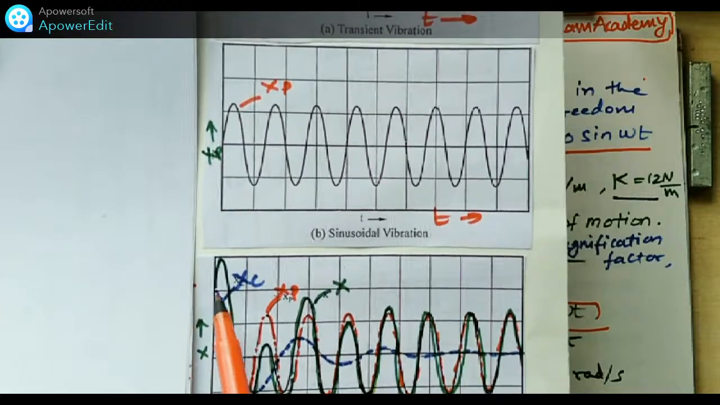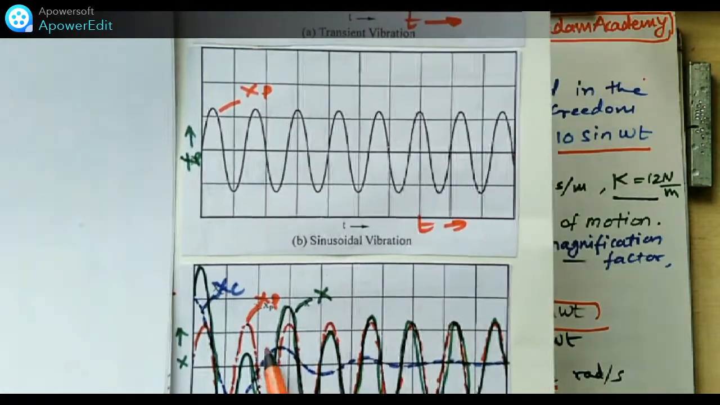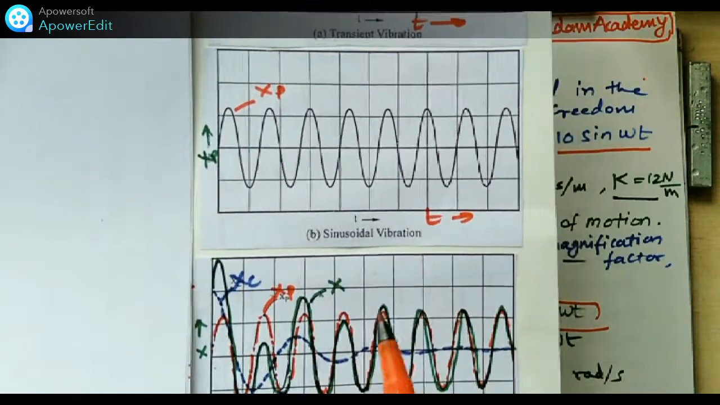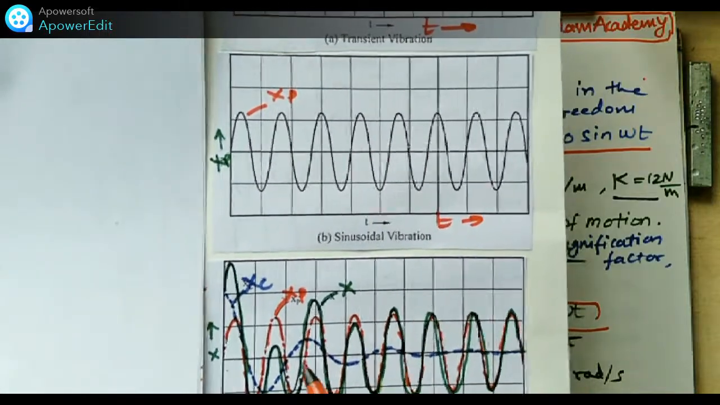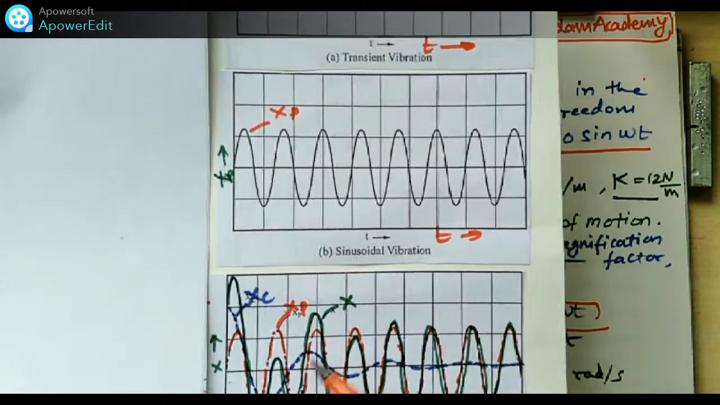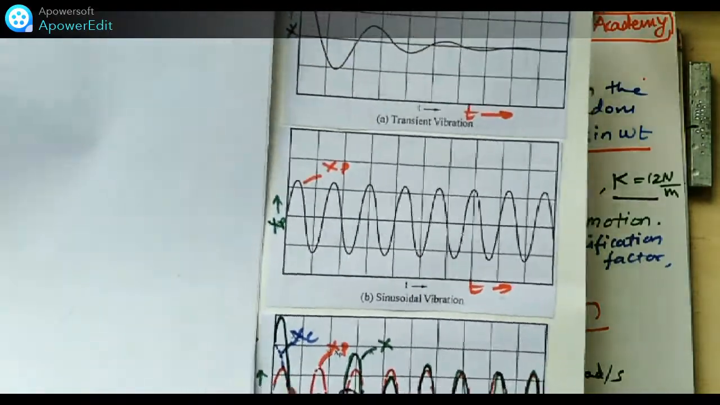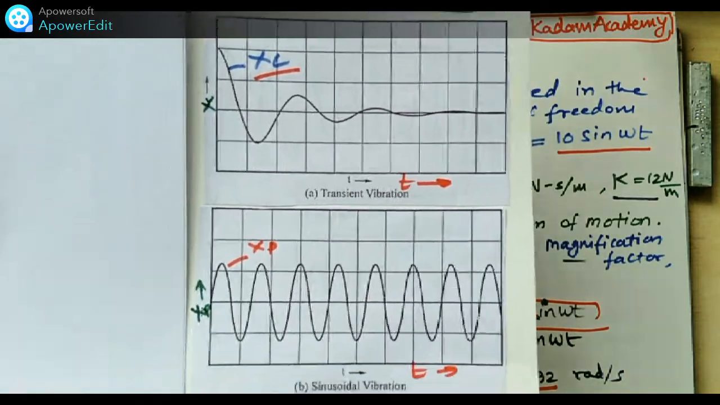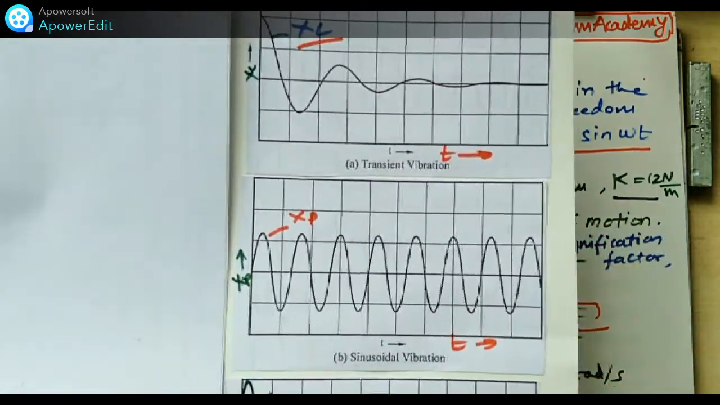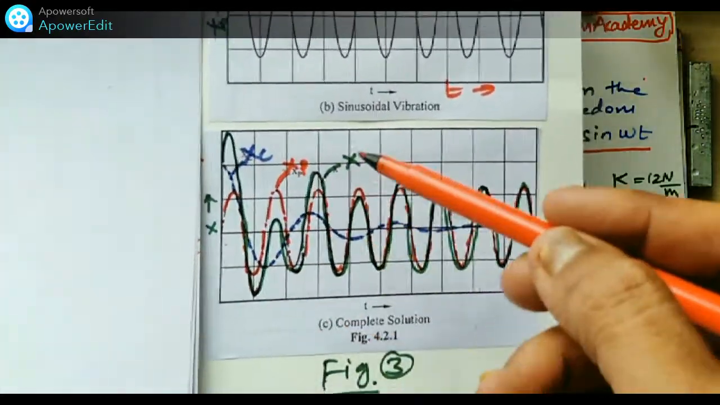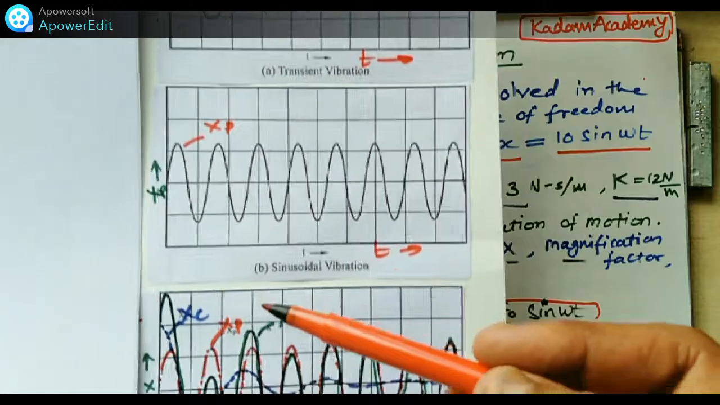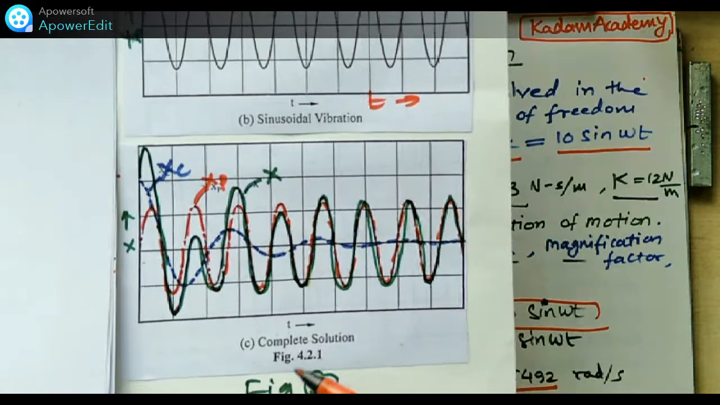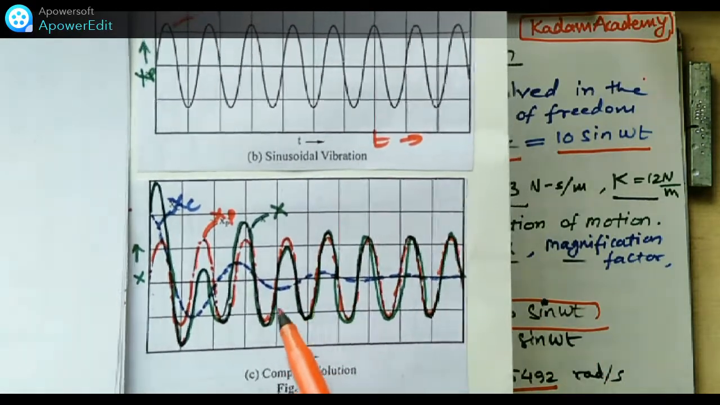So what will happen in this part? Up to this part, the transient motion is more, and after this it is less. So some magnification factor will be there, and how much magnification factor there will be, we have to find out in this video. So the transient vibration, the sinusoidal or steady state vibration, and the complete solution, the addition of these two, is shown by the green signal, and that will remain constant after a short time. So this part is considered. This is for a short duration, that's why it is not considered.